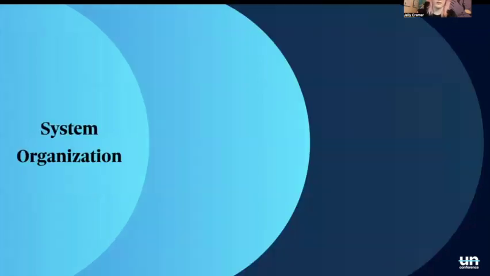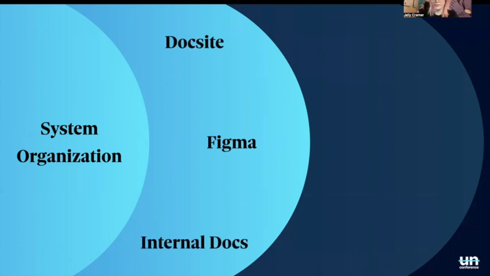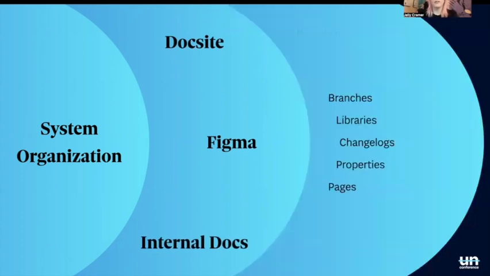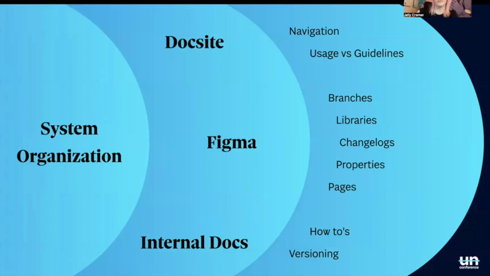This same idea can apply to how we label the system organization. So we have things like Figma, the doc site, internal documentation for the design system team. Consistency in how we name branches, libraries, and documentation is crucial. Vague terms can lead to confusion and hinder effective collaboration within the design system team and with its stakeholders finding the correct information quickly. So it's essential to agree on terminology across the board.